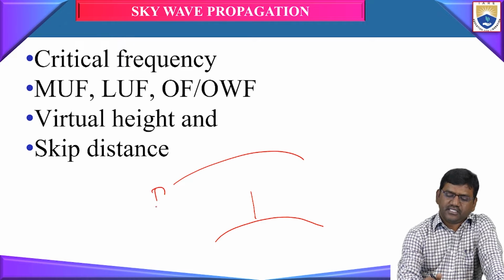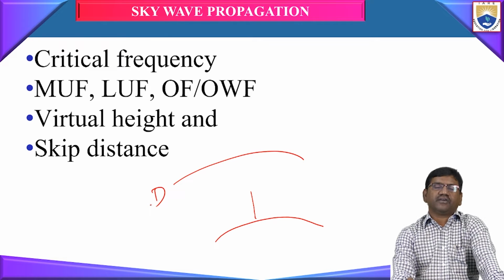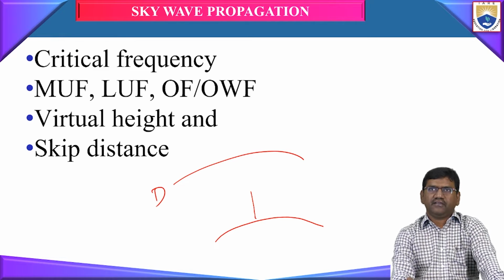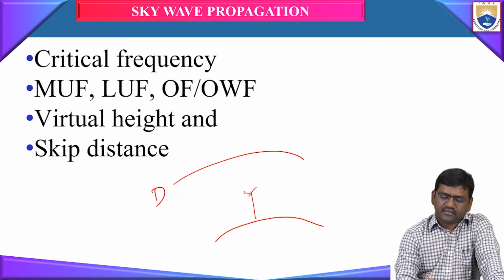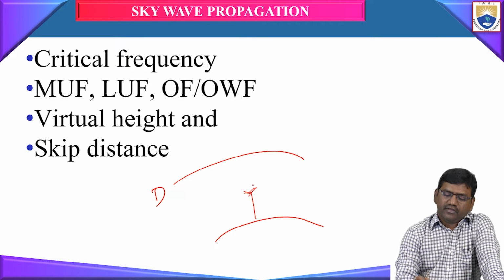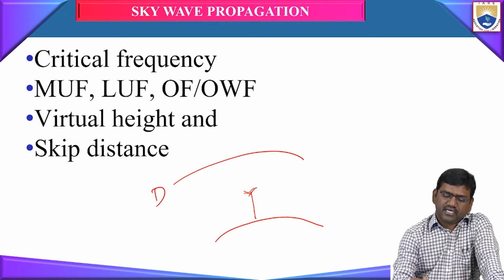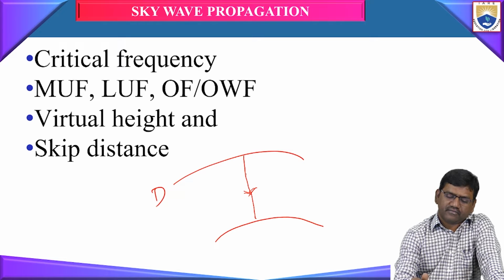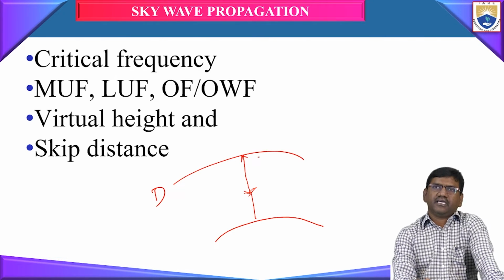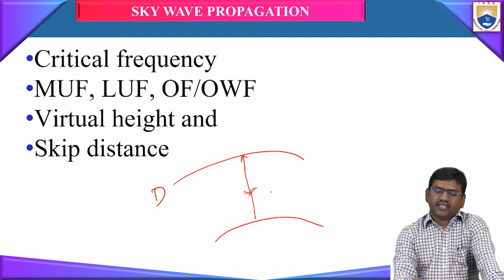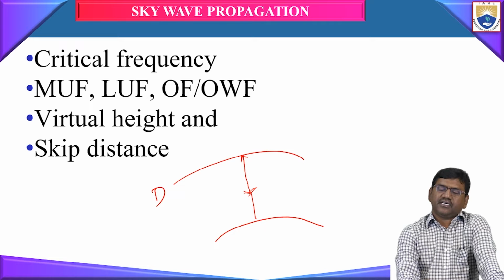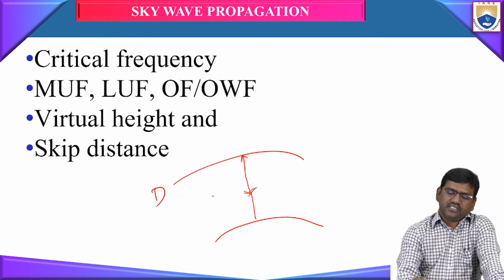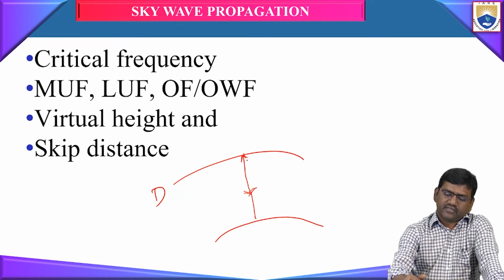Let us assume this as a D layer. We have taken for our assumption a D layer, and we are going to send the signal towards the D layer. So if this is the antenna, whenever we send the signal directly to the D layer vertically, after touching the D layer, it will reflect back to the surface of the earth.